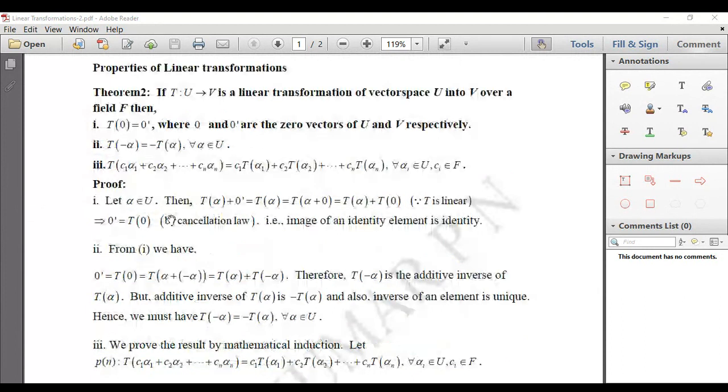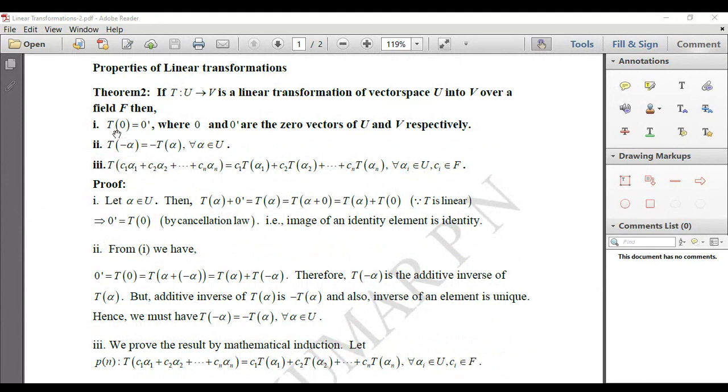And the next one is the image of C1 alpha 1 plus C2 alpha 2 and so on up to Cn alpha n. It is nothing but, writing the scalars outside, C1 into T of the first vector plus C2 into the image of the second vector, and so on up to Cn into the image of alpha n, where the alphas are coming from U and the Ci's are coming from the field F. In fact, this is the extension of theorem 1. In theorem 1, we have proved it only for two vectors, alpha 1 and alpha 2. This is for n vectors. This is the linear combination of n vectors. Okay, let's prove them.